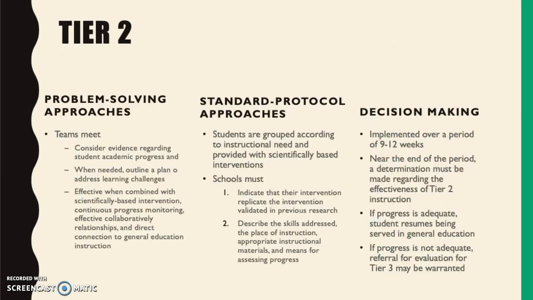Tier 2. There are three things for Tier 2: problem-solving approaches, standard protocol approaches, and decision-making. For problem-solving, teams meet, consider evidence regarding student academic progress, and, when needed, outline a plan to address learning challenges. Effective when combined with scientifically based intervention, continuous progress monitoring, effective collaborative relationships, and direct connection to general education instruction.